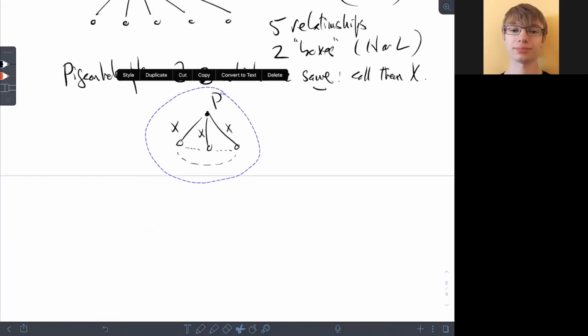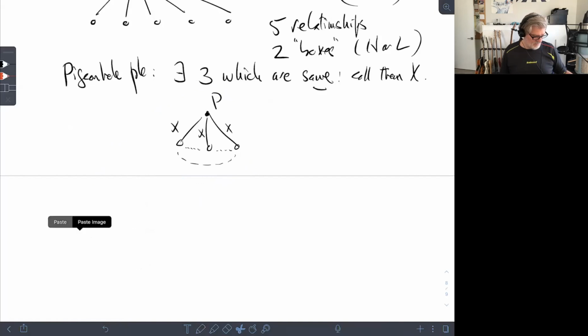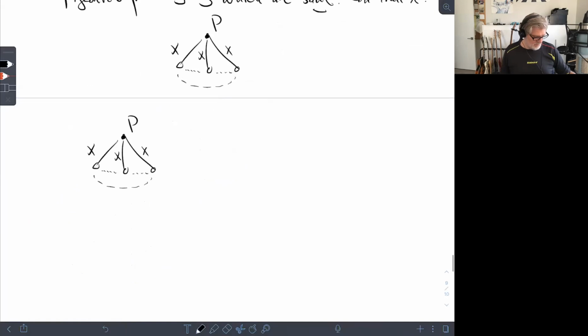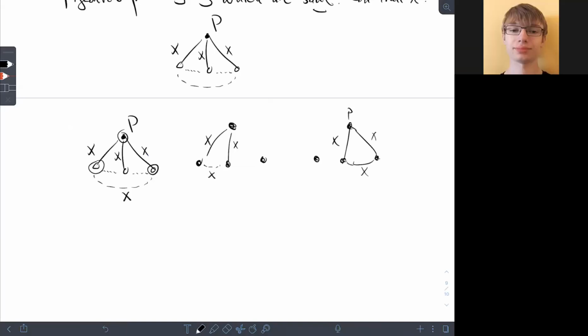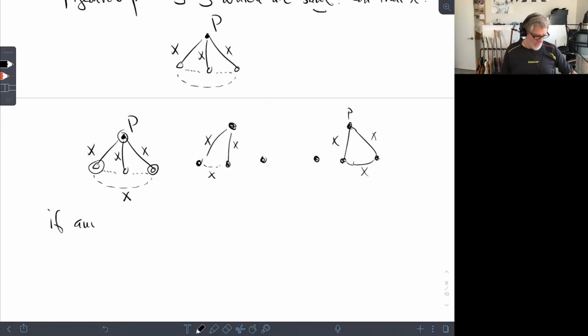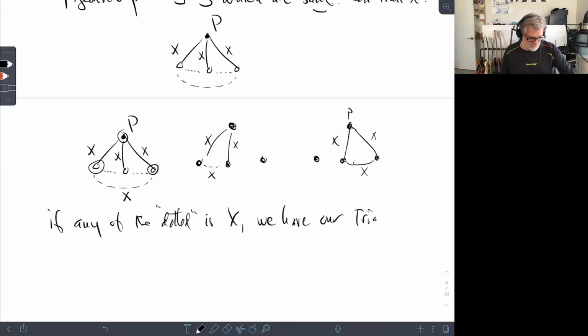Wait, you said if one of them is X? Yeah, if just one of them is X. Let's say this one is X, then this person and this person, their relationships are all the same. If this one is X, then I've got X, X, X. And if it's this one which is X, then I've got X, X, X. So if any of the dotted is X, we have our triangle. Is everybody okay with that?